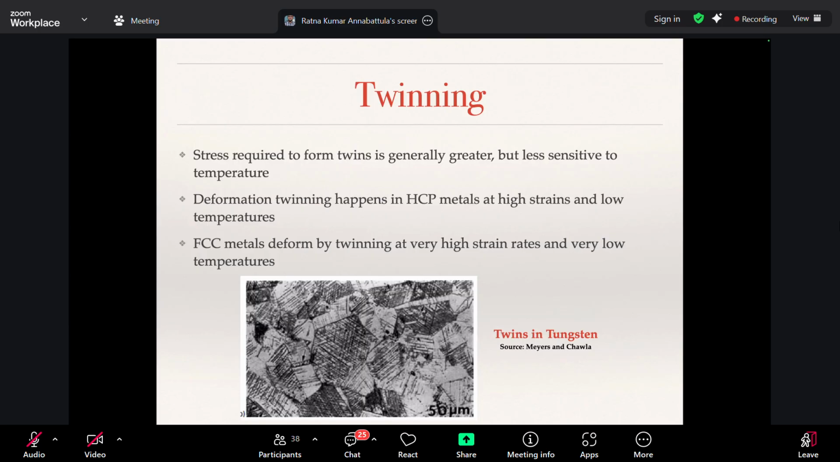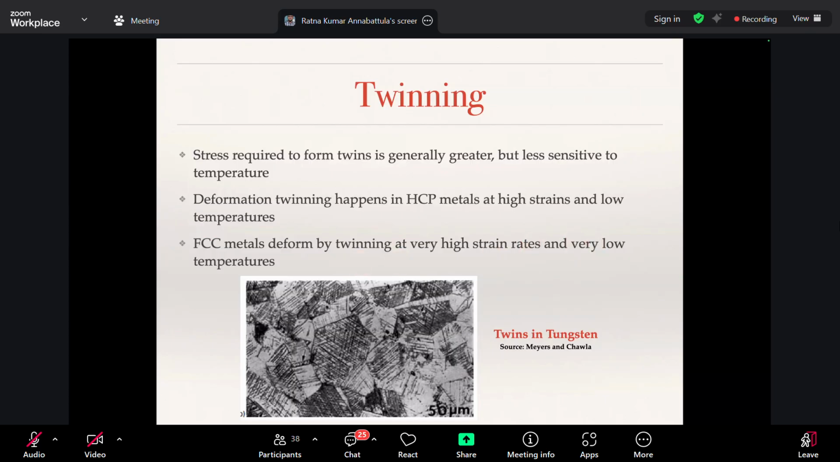Deformation twinning happens in BCC metals at very high strains and low temperatures. FCC metals, primarily face-centered cubic metals like aluminum, copper, gold, and silver, deform primarily by slip, but they can also deform by twinning at very high strain rates and at very low temperatures.